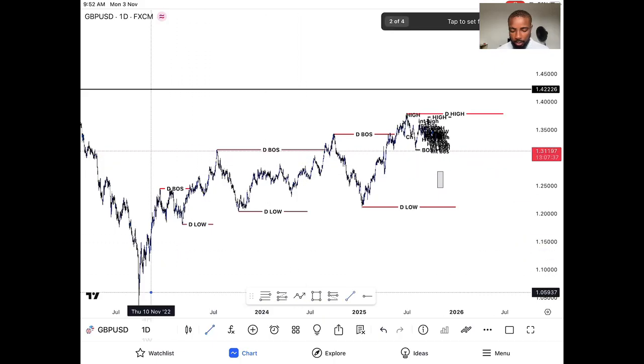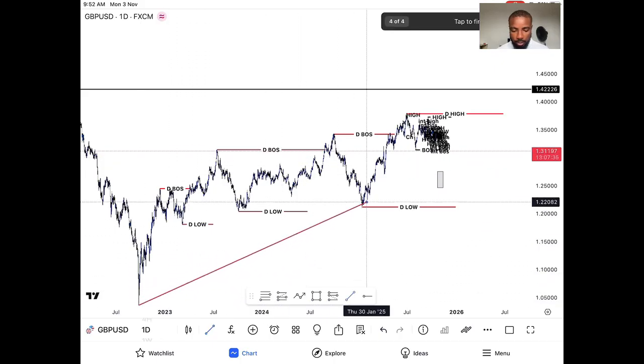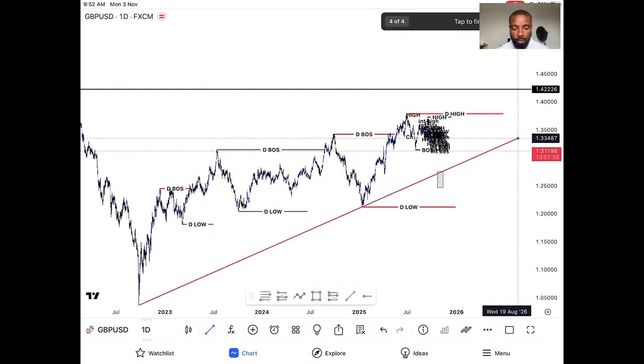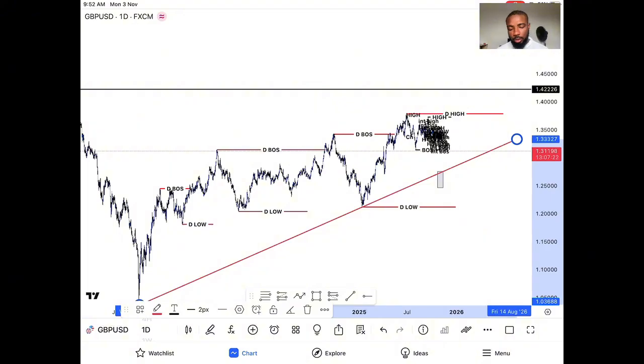If you look on the daily, you see that price has been bullish all the way from this place. So price is still very much bullish. Based on the daily time frame, price is bullish, so we should be looking for buys. But of course we don't trade based on the daily time frame. We just use that for an overall directional bias.